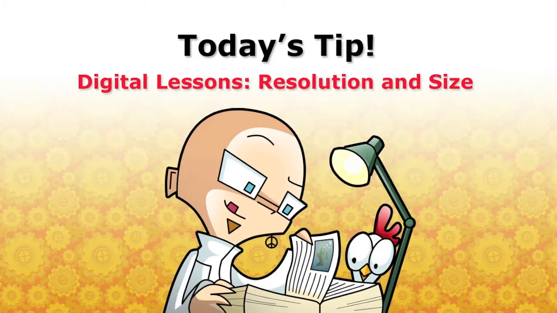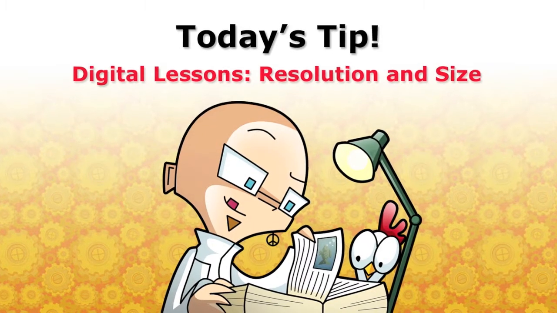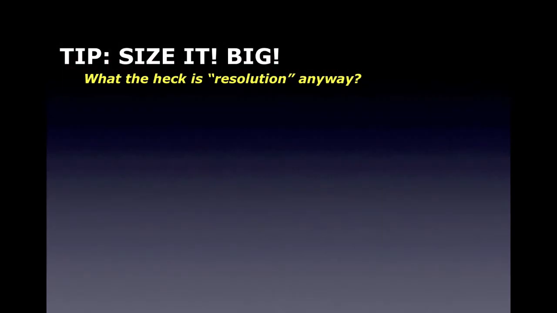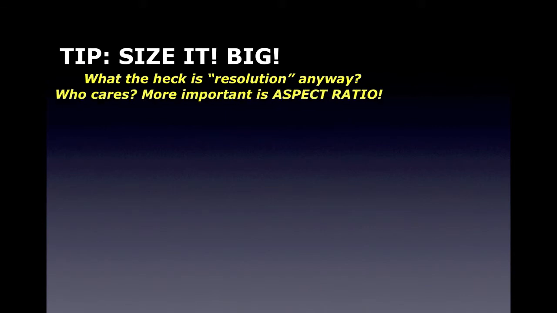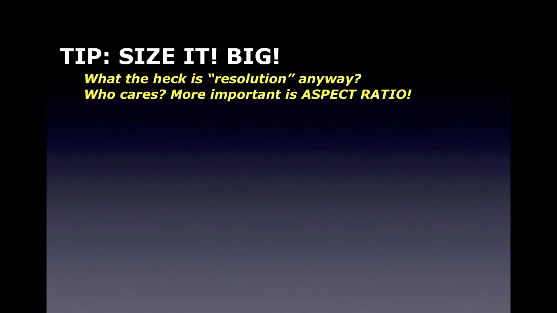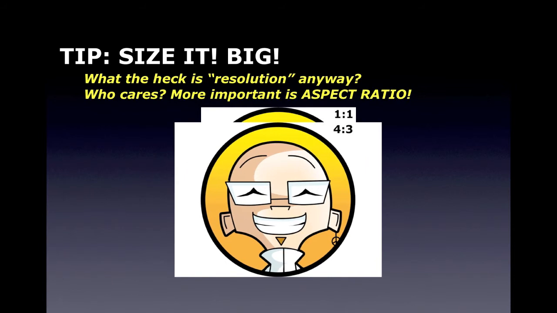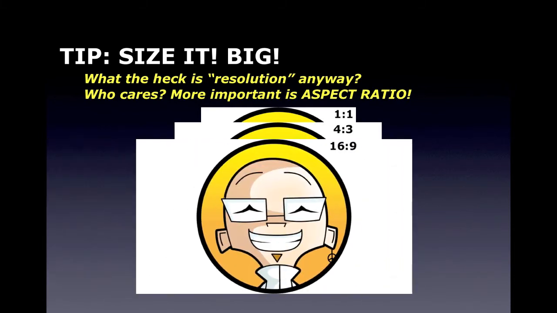Now, my first tip deals with understanding resolution and screen size. The first thing to realize is that resolution is not nearly as important as aspect ratio. Aspect ratio is about dimensions. Now the simplest would be 1:1 or a square. Compare that to 4:3, which is the aspect ratio of old CRT TV sets. New flat screen TV sets have an aspect ratio of 16:9.